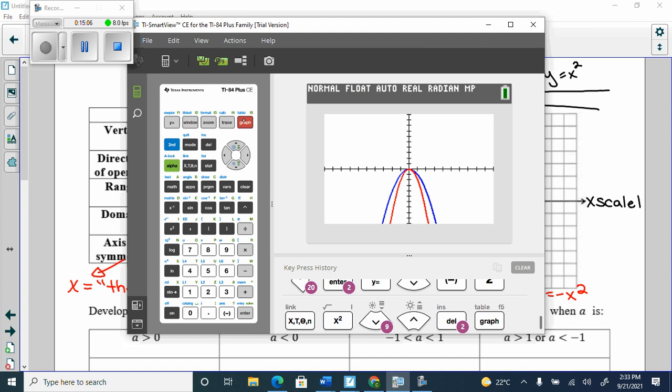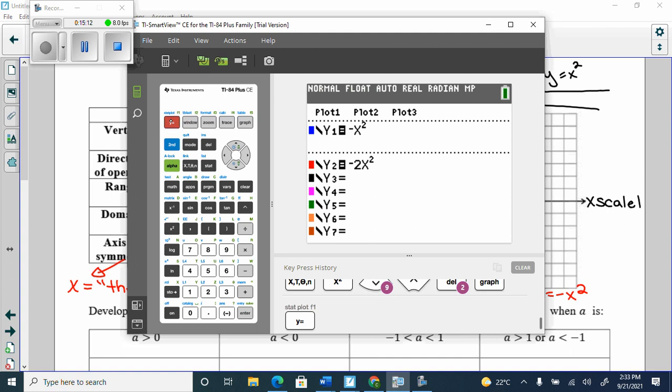Now remember, I taught you that you can make the second one a thicker line, correct? Did I teach you that? I can't even remember. Oh, life changing. Okay, we're going to go to y equals.